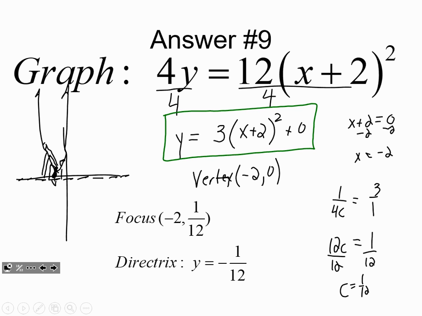So that means that since this is a vertical graph, from the vertex, I had to add 1/12 up from the vertex. That's how I got the focus. And I had to subtract 1/12 from the vertex's y-coordinate. This is not a coordinate down here, but that's just the equation of a horizontal line. And that is really an ugly graph over there, but there is my sketch.